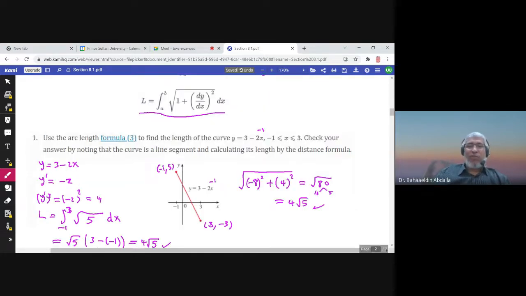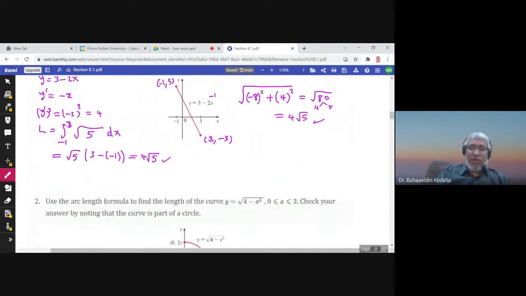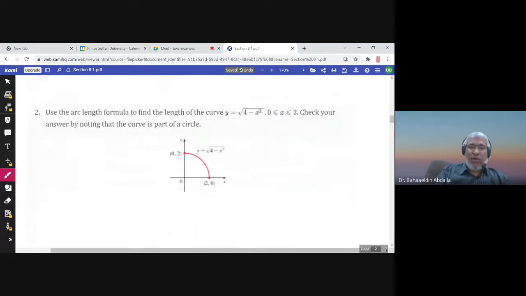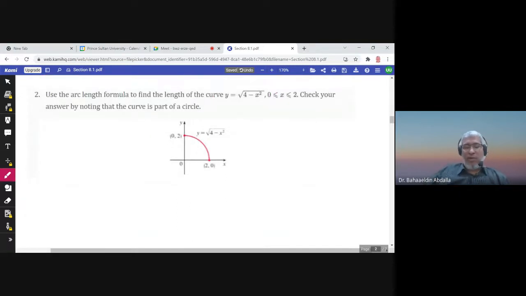So good, the arc length formula works here, and that's how we are somehow believing in this formula.